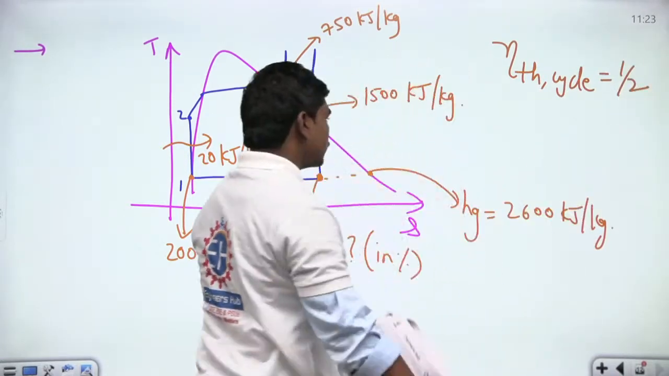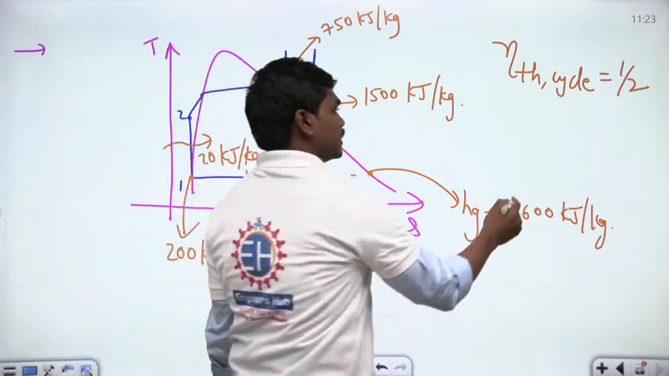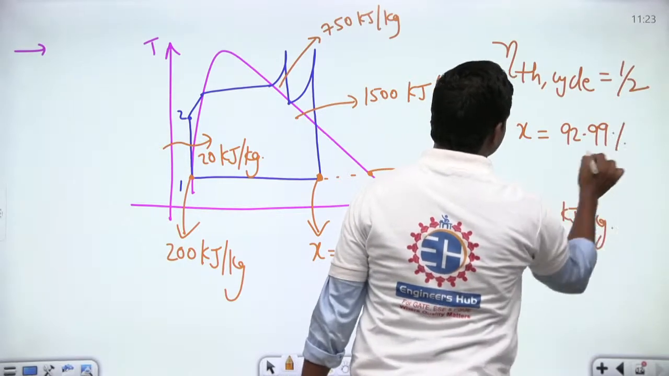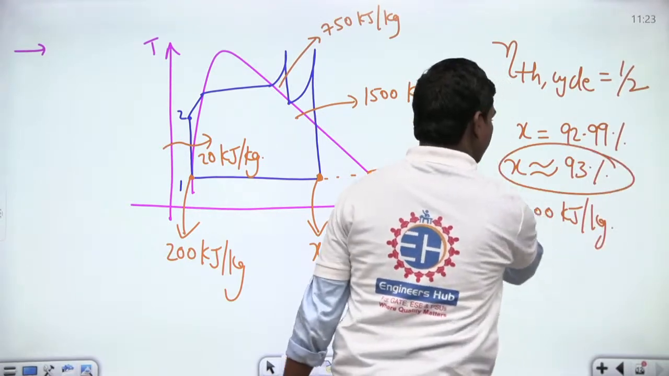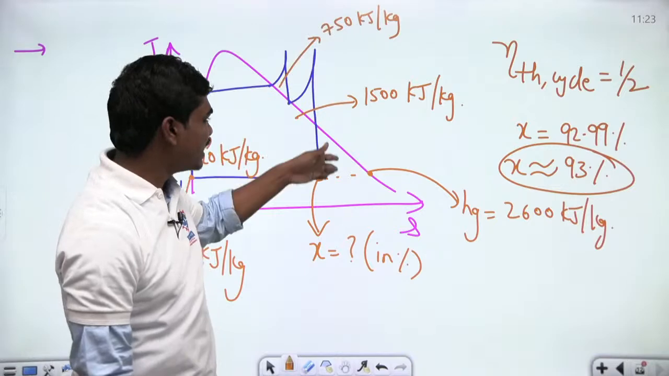Okay, so if this is the thermal efficiency of the cycle and if this is the data, then you will end up with this dryness fraction as 92.99%. If you round off to the nearest integer, this x is equal to 93%. So 93% is the correct answer, and 93% is the dryness fraction of the steam that's expanding from the low pressure turbine.